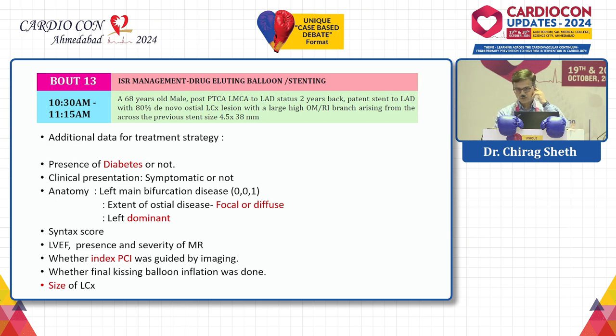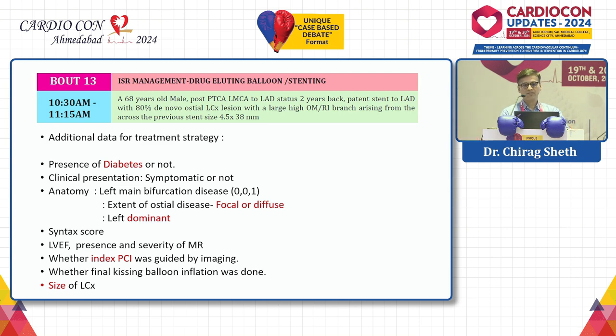Why it is important to answer all these questions is, if the findings are a good size circumflex, dominant one, diffuse disease, diabetic, LV dysfunction, naturally our decision could tilt more towards bypass surgery, even though it's a non-LAD lesion, looking at the complexity of the bifurcation PCI. With less complexity, one can still think in terms of offering intervention as an alternative to bypass surgery.